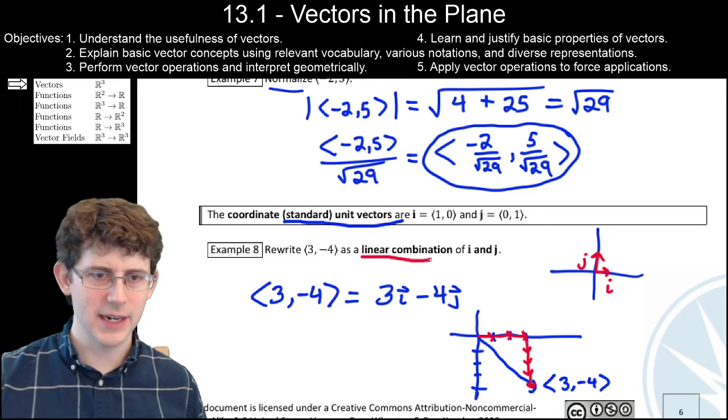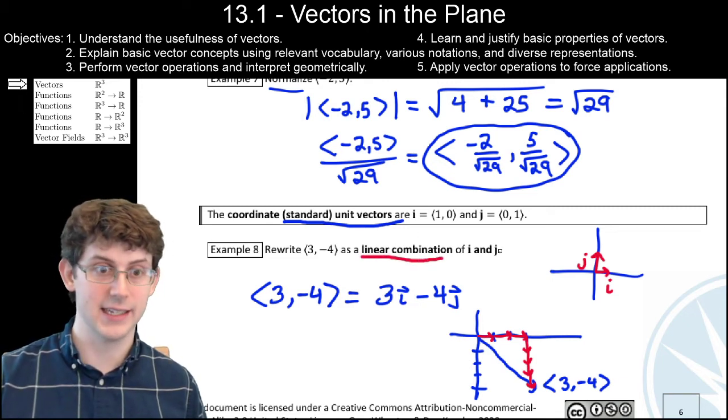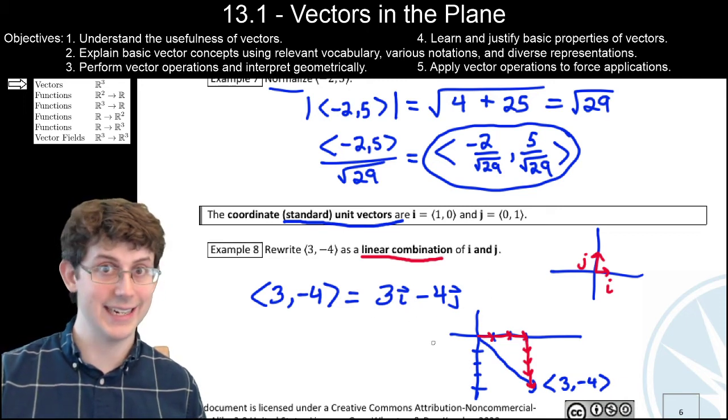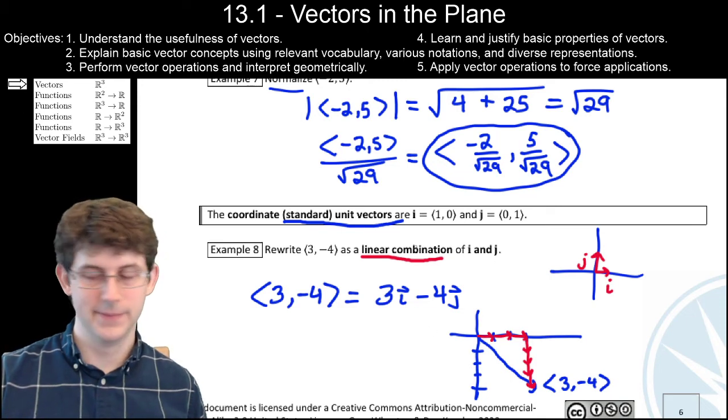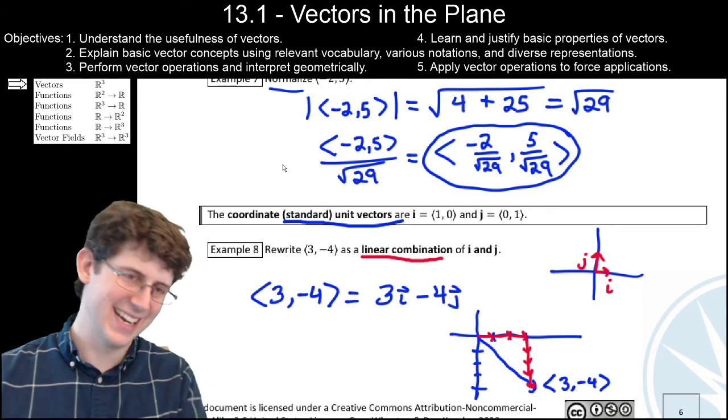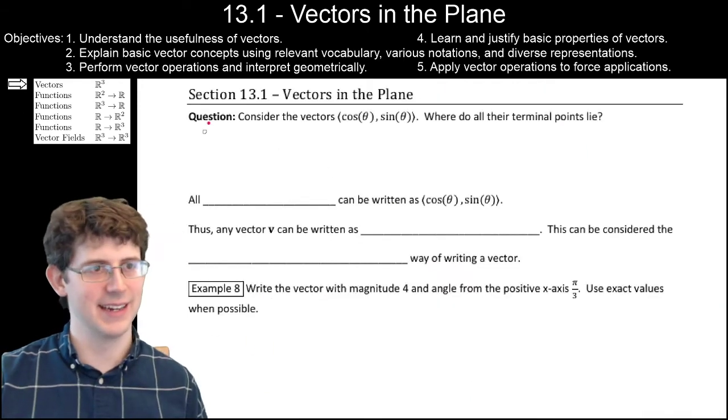This word linear combination, if you take a linear algebra class, this is really important. Linear combination just means you have some i's and some j's added together. This isn't a linear algebra class, so I won't spend too much time on linear combinations.